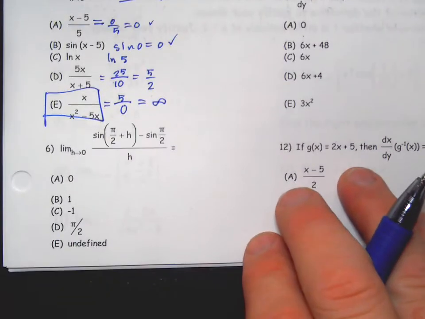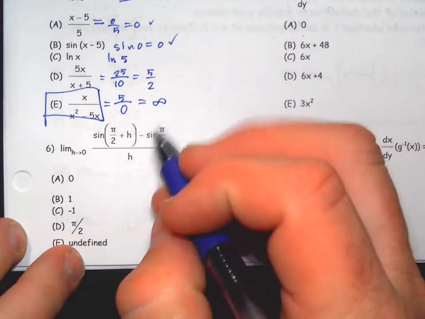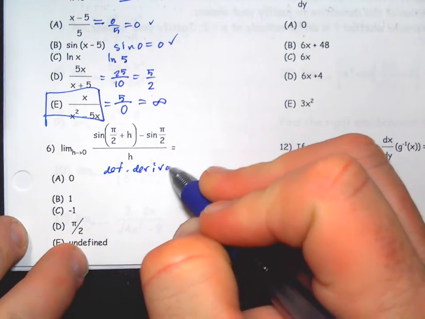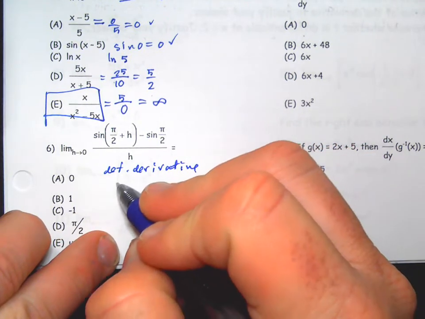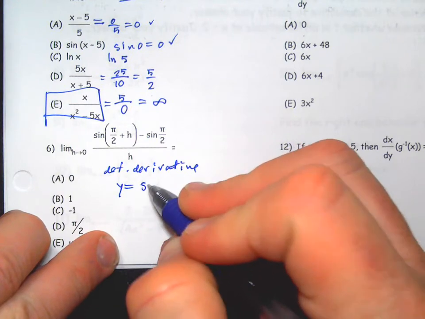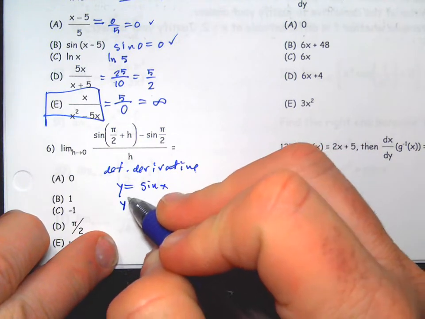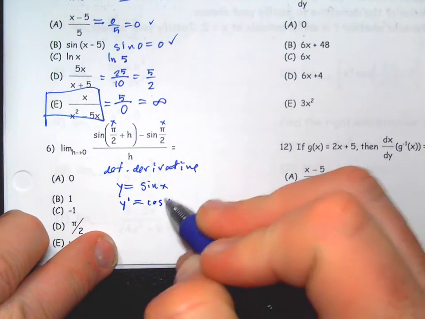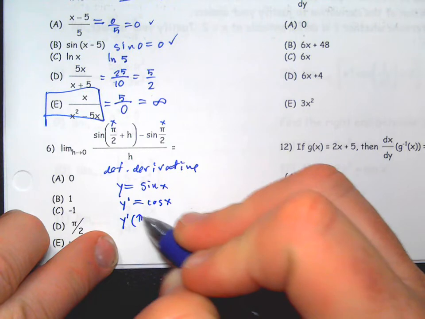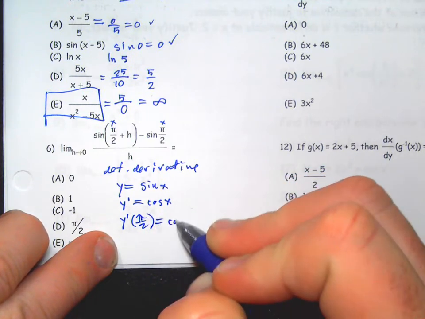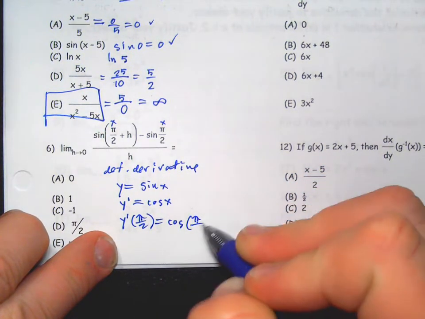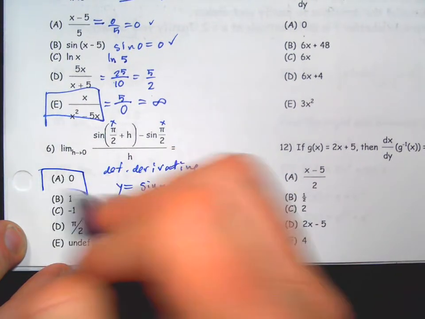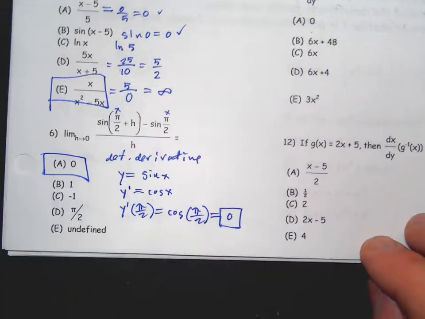Number 6, you should be like, oh, that looks like a derivative, the definition of the derivative. So what is the function that we're trying to take the derivative of? Looks like sine x. And this is where the x's usually are. And the derivative of that is cosine x. And then we're supposed to evaluate it at pi over 2, the value that's in there where the x usually goes. Cosine pi over 2 is 0. So take advantage of when they give you a definition of derivative.